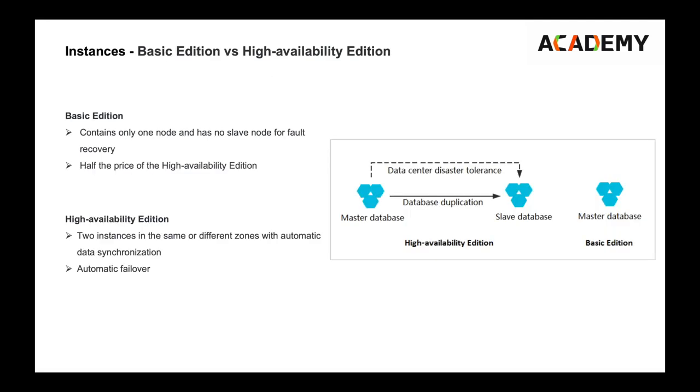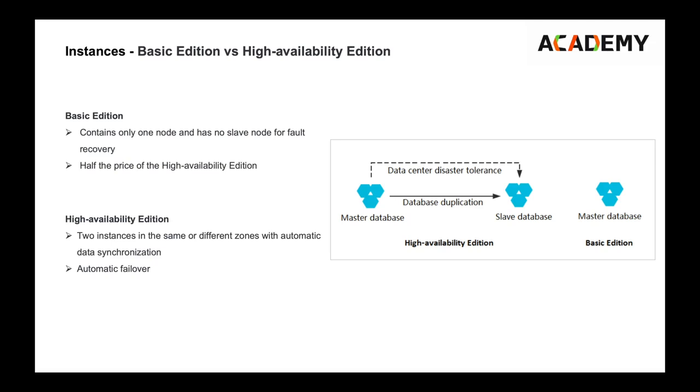So let's look at the critical difference between Basic and HA. So Basic Edition contains only a single node with no slave node for fault recovery. As a result, it's half the price of High Availability Edition, so it's a great choice for low-cost deployments or for testing and development deployments. The High Availability Edition has 2 instances in the same or different zones with automatic data synchronization and automatic failover.